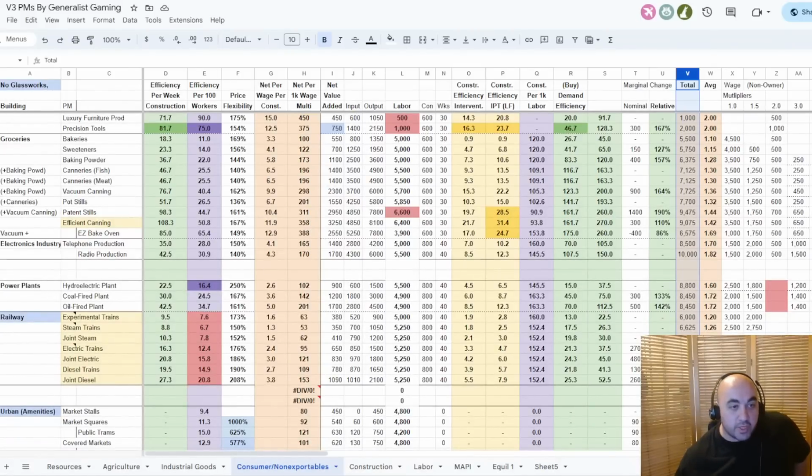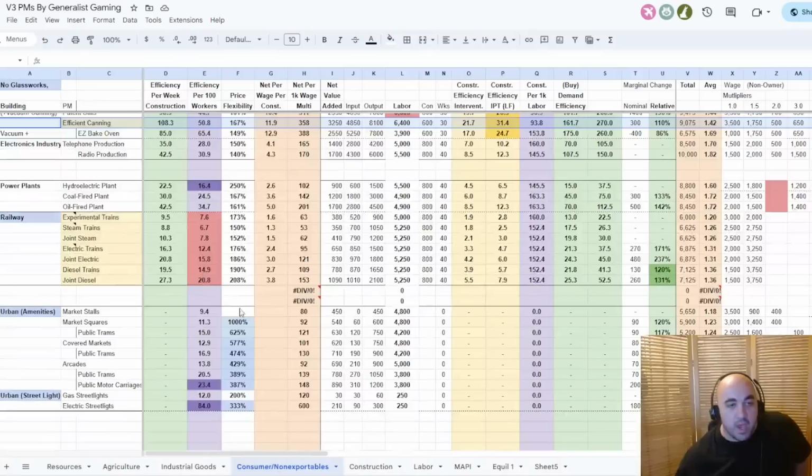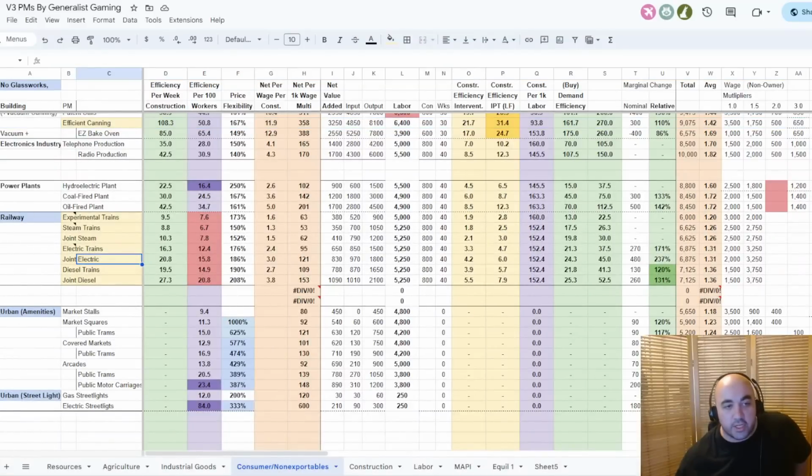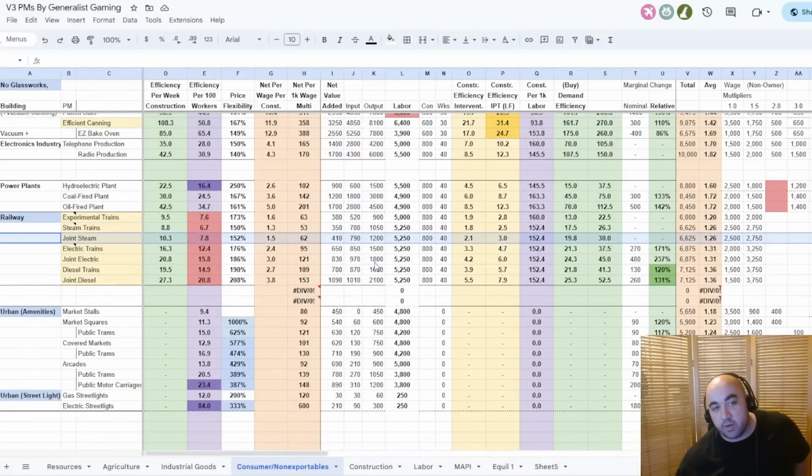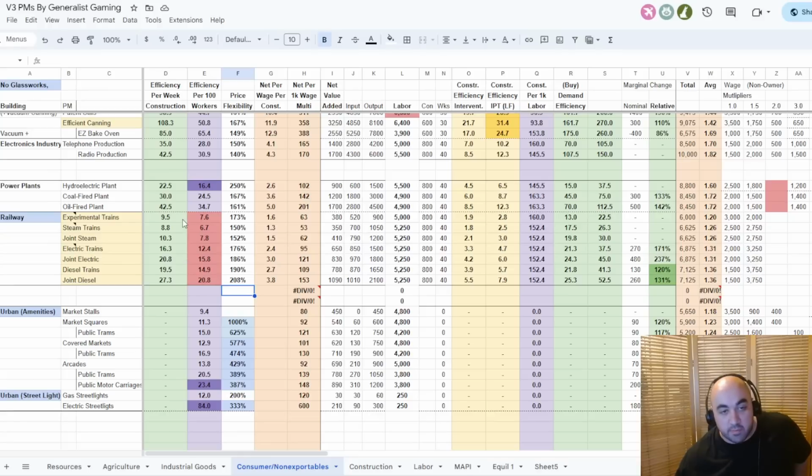So we do see the introduction of the efficient canning PM, and also the addition for transportation principle, giving the joint electric, joint steam, and joint diesel trains, which, okay, the trains just generally have not very good PMs. They're not very efficient per worker. They're not very efficient per construction, but these are a really big step up, I think.